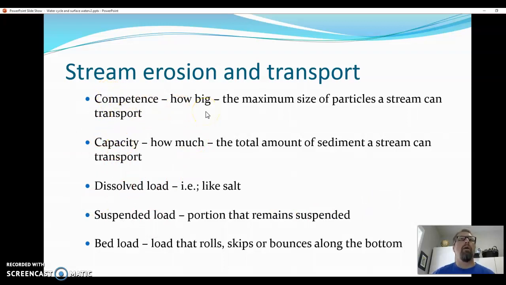So competence, think how big, the maximum size of the particles a stream can support. Think of a stream during flooding. Its competence increases, and it can now carry large boulders. Whereas if the competence is lower during times of very little rainfall, for example, and not much water, then much smaller particles are going to move, and that same boulder will stay still, won't move. Capacity is the total amount of sediment a stream can transport. Again, that's going to change with rainfall and whether it's a period of flooding or not. So capacity, how much; competence, how big, what's the maximum size, maximum mass of a particle that can be moved.